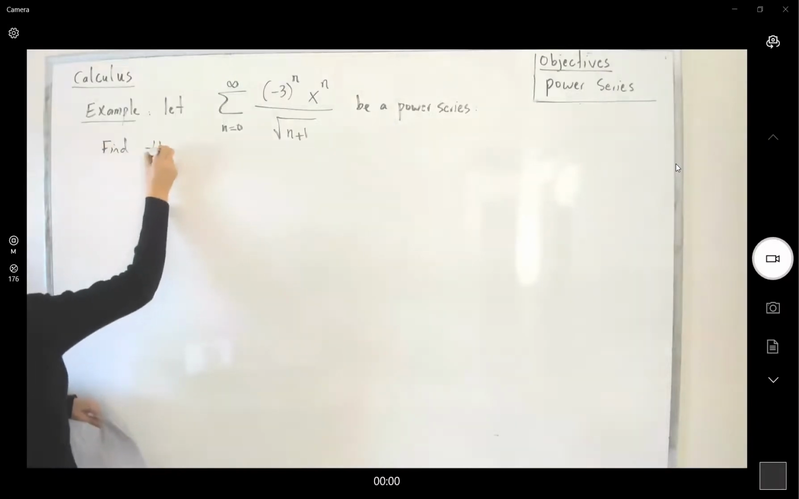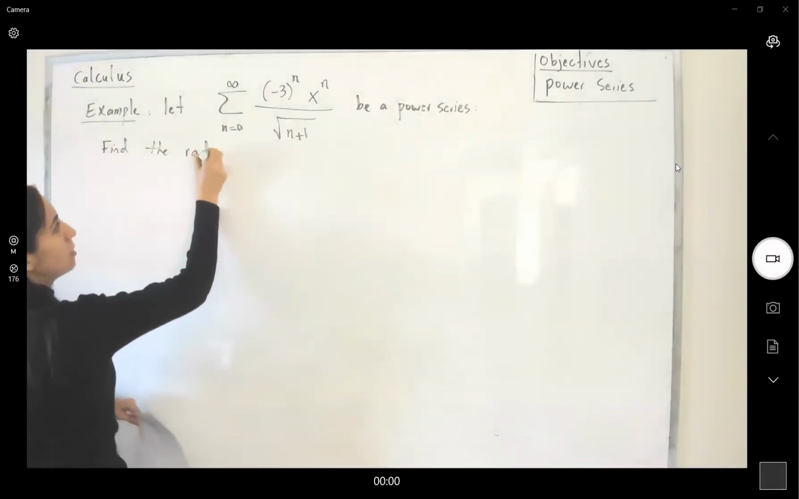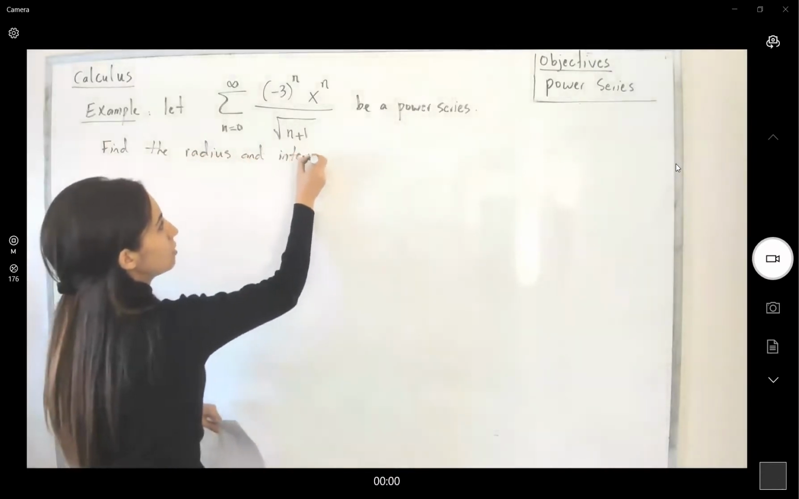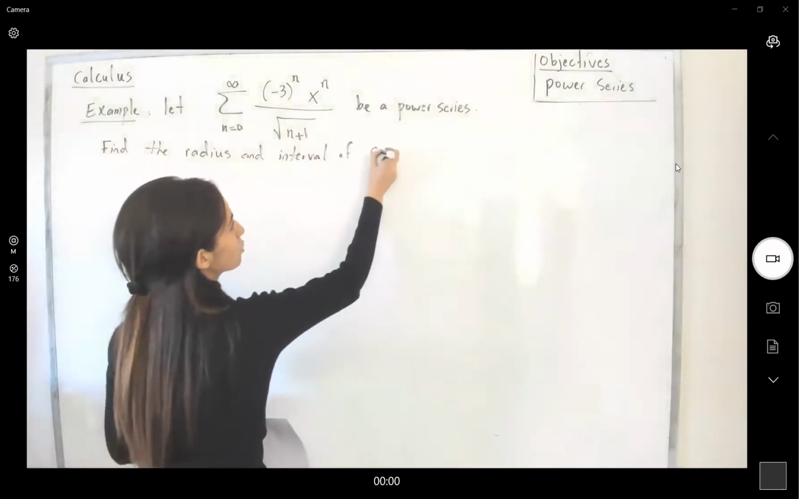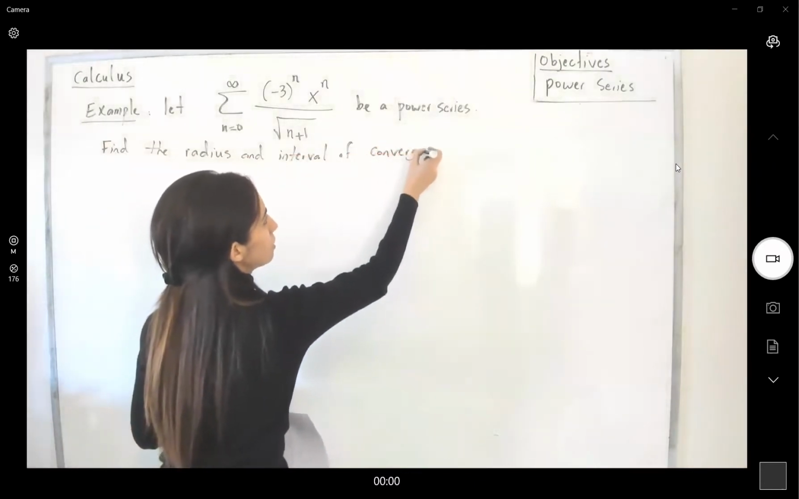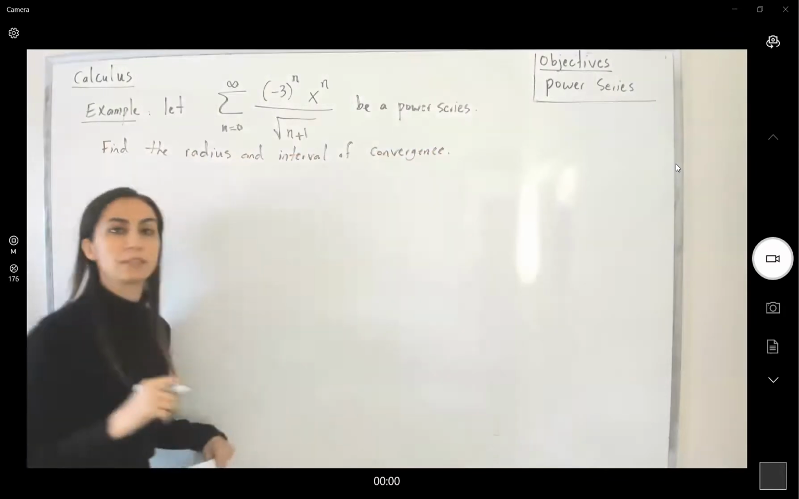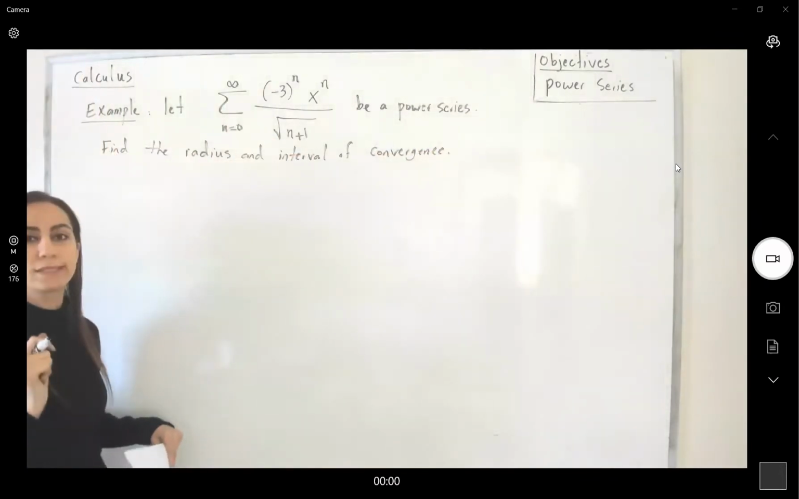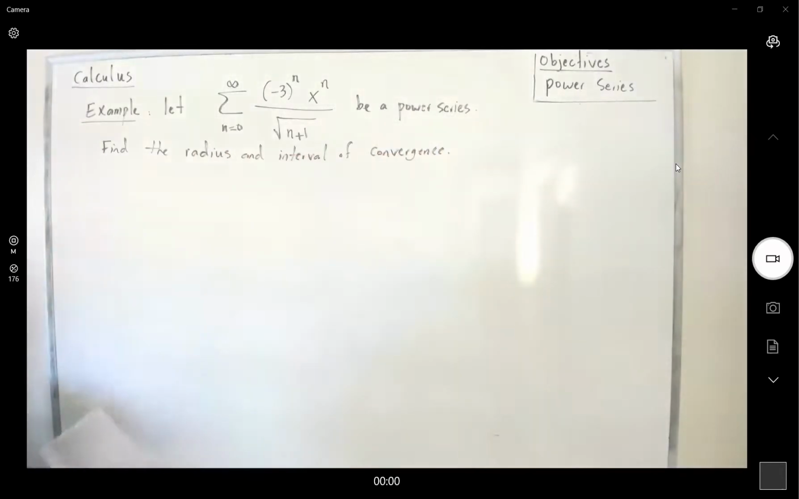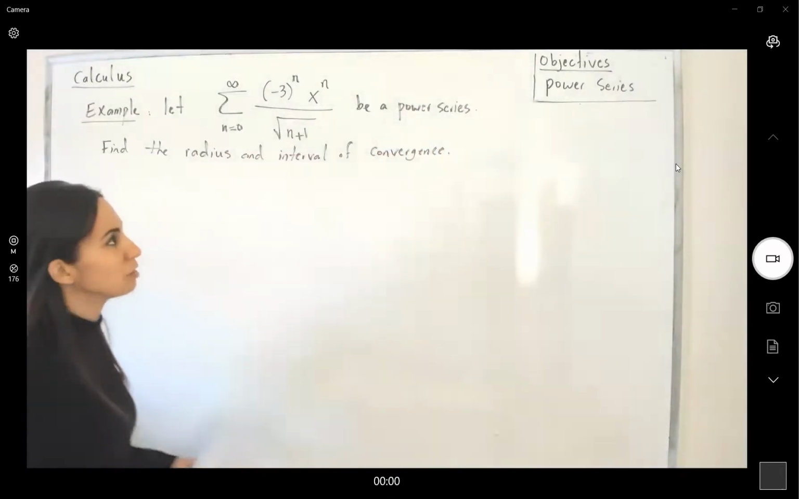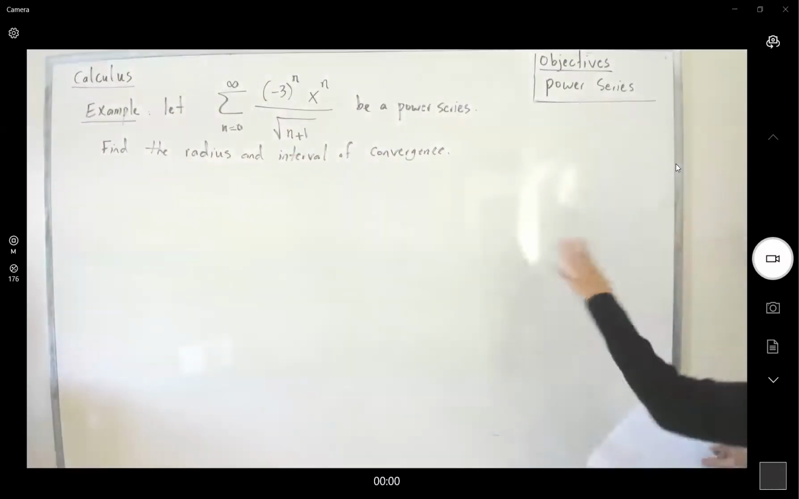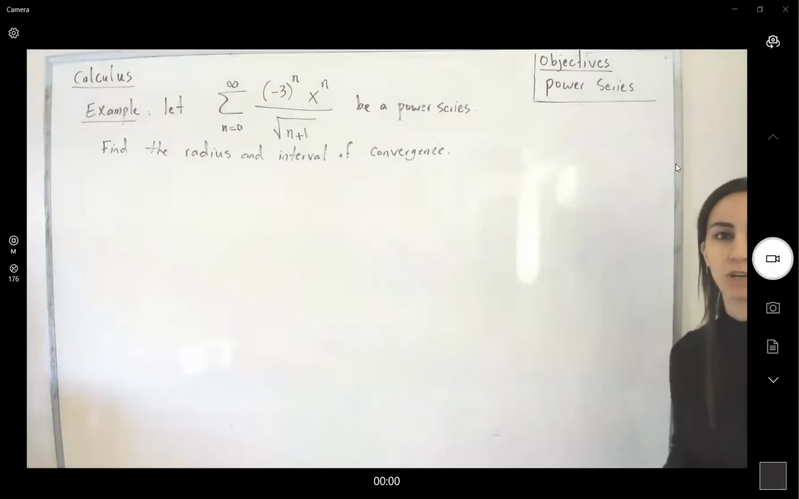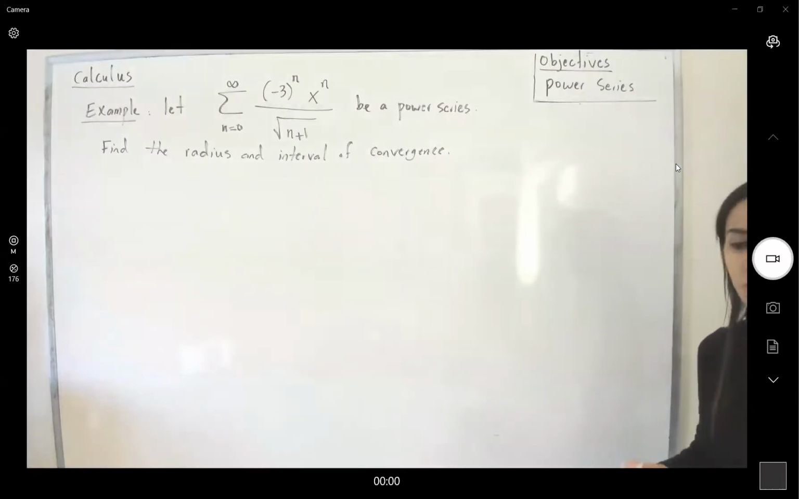Find the radius and interval of convergence. Okay. We're finding that distance between x and a such that this power series is convergent on that interval. Very well. So we're solving this example, let us review what we learned before about the ratio test.